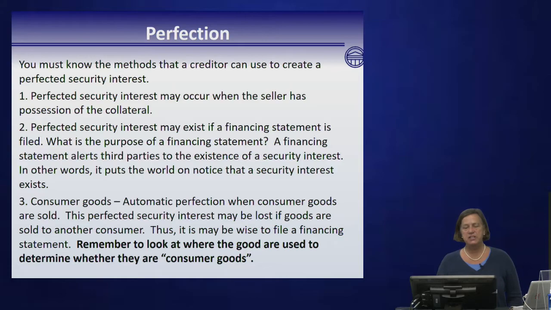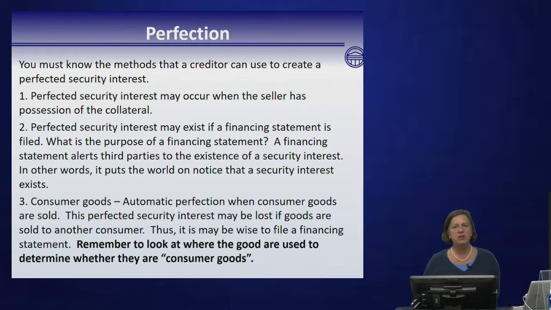Second, a perfected security interest may exist if a financing statement is filed. And so that's probably the safest way to create a perfected security interest. A financing statement, by the way, is filed in Virginia through the CIS system. It costs $20 to file it. And what is the purpose of a financing statement? Well, it alerts third parties to the existence of a security interest. I suppose the other way I said it in class is that it puts the world on notice that you have a perfected security interest in those goods.